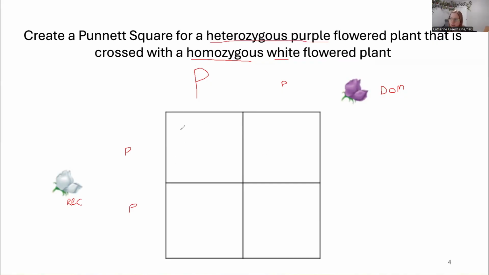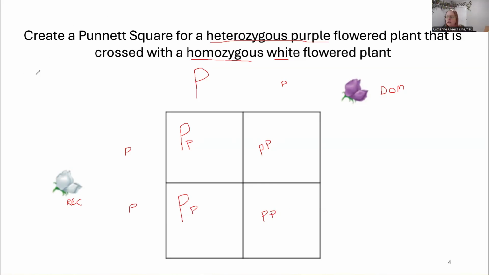I'm going to drop those down and see what my theoretical offspring might be. So I'm going to have the big P's from the purple flower here. And then I'm going to drop this down, little p's. And I'll do the same thing for the white flower's gametes. So it'll be big P, little p, little p, little p, big P, little p, little p, little p.